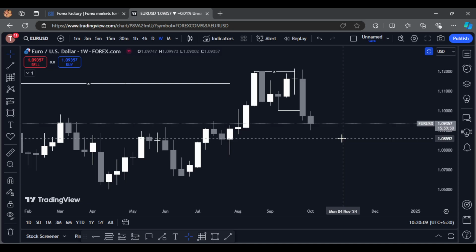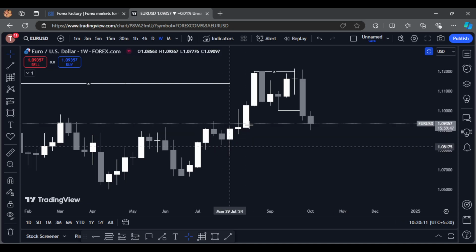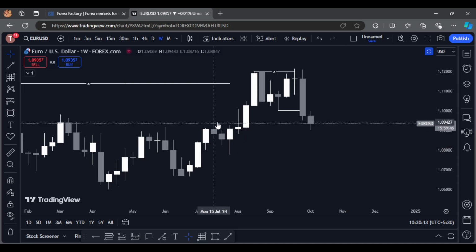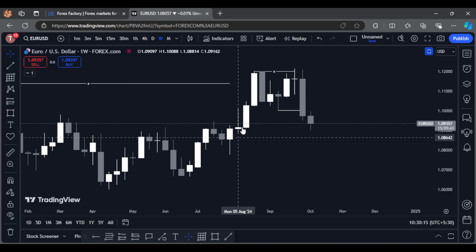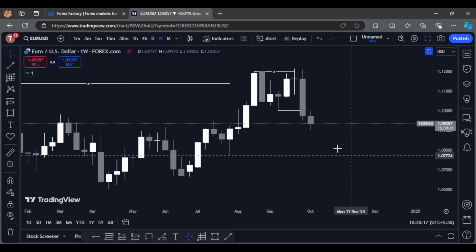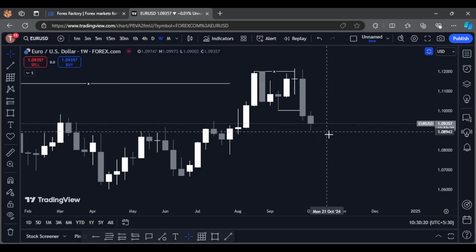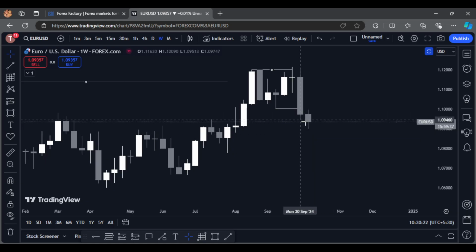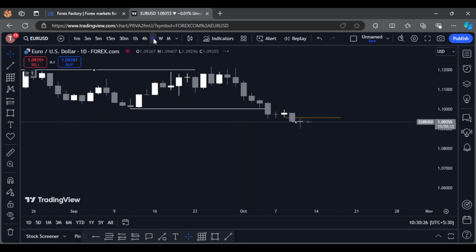So the bias is still not clear because we are having some kind of a push from this order block or the order flow, whatever you call it, from here, and the price is a little bit reluctant to go into the downward direction from this level. So let's move to the dailies now.